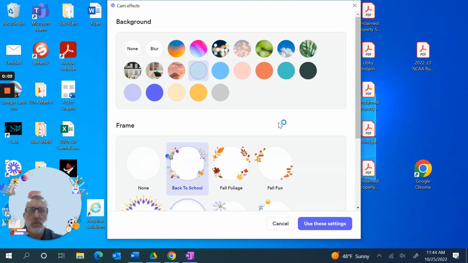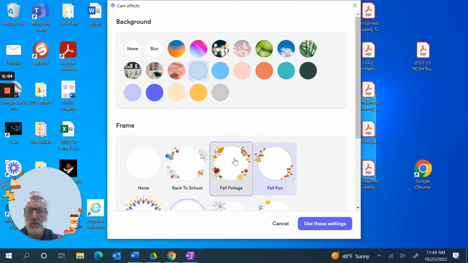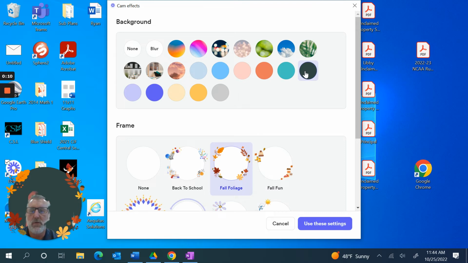Well, hey, I'm just changing my, let's go with fall foliage here. My background. Go with the black background. Oh, yeah. Now I like that. Seems too dark. How about that one?